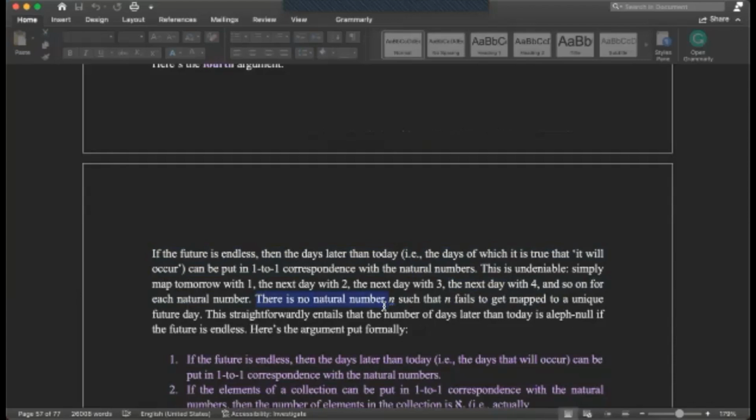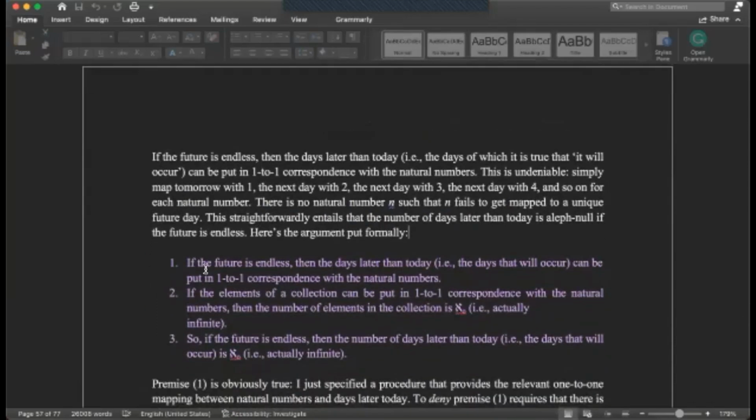This straightforwardly entails that the number of days later than today is Aleph null if the future is endless. And here's the argument put formally. 1, if the future is endless, then the days later than today, that is, the days that will occur, can be put in one-to-one correspondence with the natural numbers.